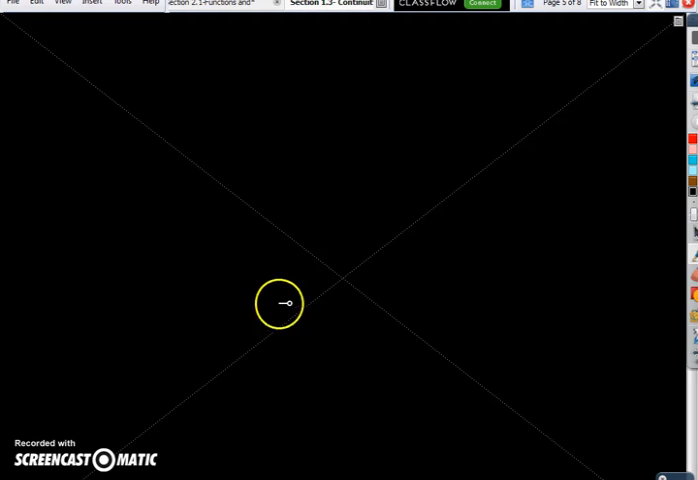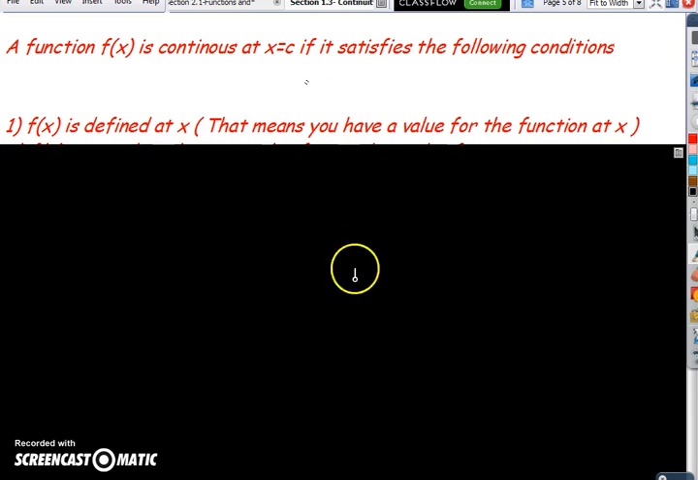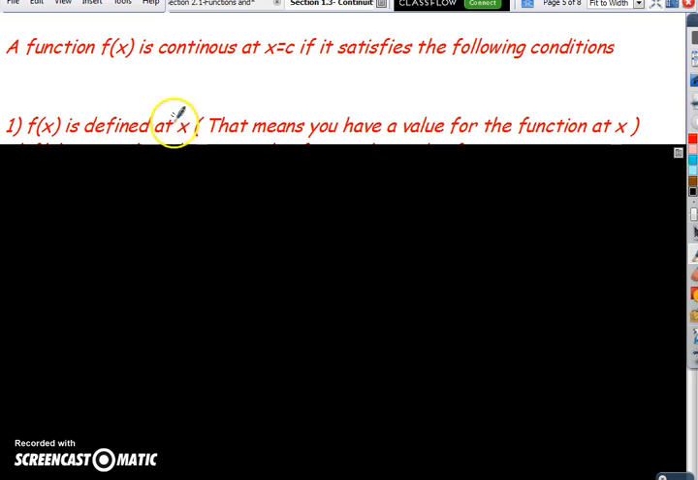So, what does it mean to actually be continuous in terms of definitions? A function f of x is continuous at some x value if it satisfies the following three conditions. It's defined at x, meaning you have a value for the function at x. For example, is the function 1 over x continuous at x equals 0? No, it's not, because is that function defined at x equals 0? If I put 0 in, I've got a huge raging problem there. I can't divide by 0, so no good.